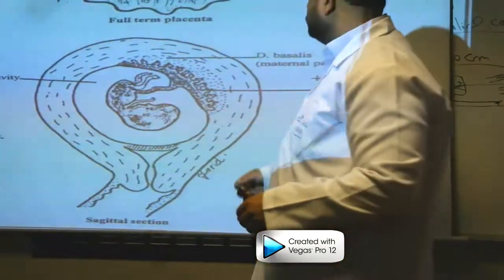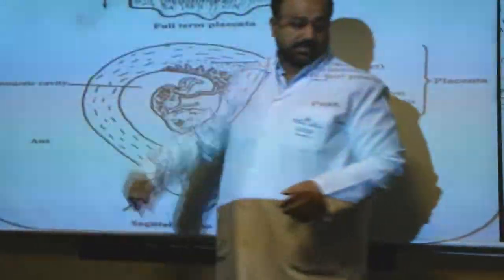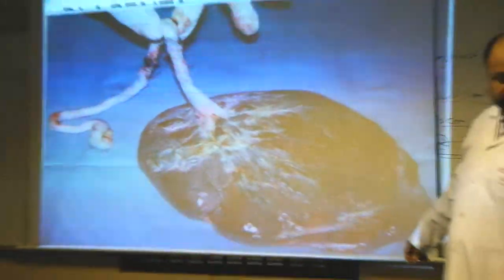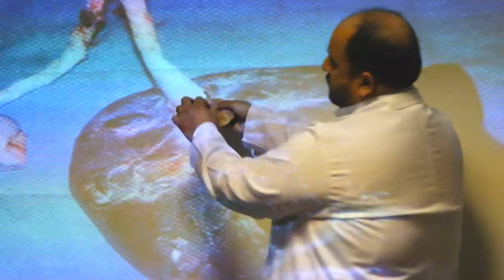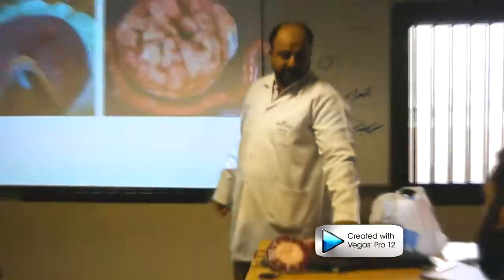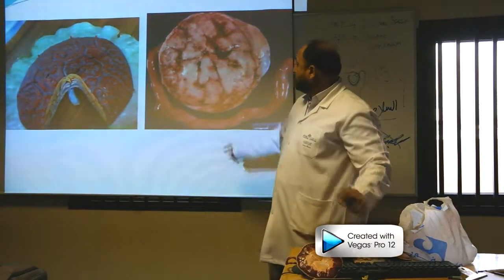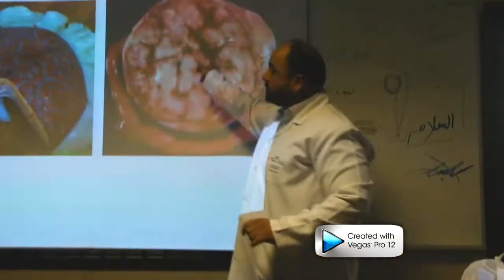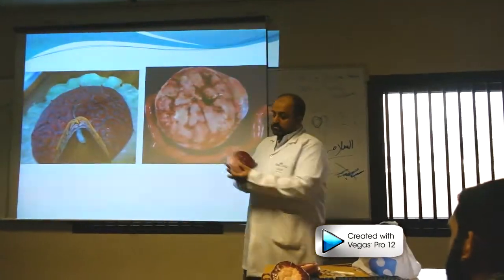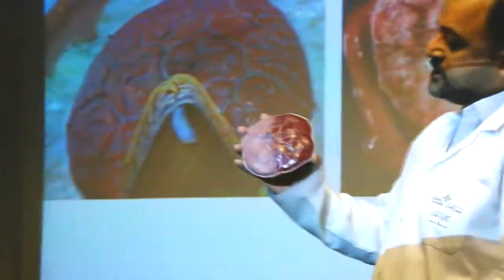How many blood vessels are in an umbilical cord? Three. Very good. What are those three? Two arteries and one vein. So in the umbilical cord, there are two arteries and one vein. What are these? These are the cotyledons. And here you can see on the outer surfaces, these are the blood vessels which are running.